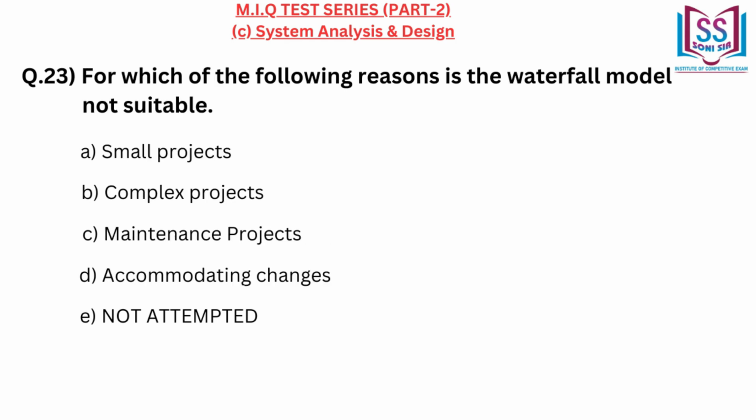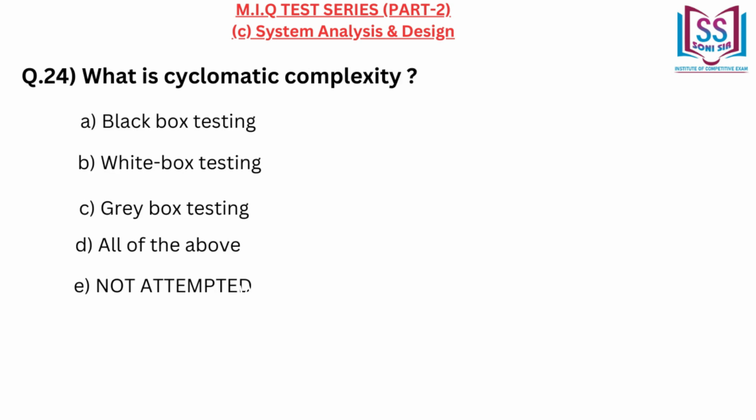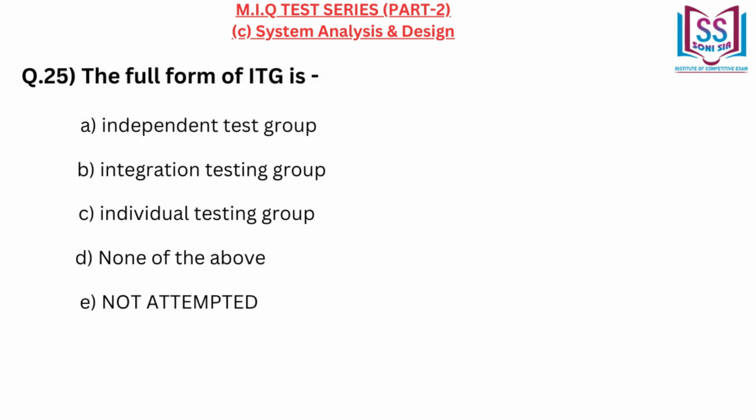For which of the following reasons is the waterfall model not suitable? A. Small projects. B. Complex projects. C. Maintenance projects. D. Accommodating changes. What is cyclomatic complexity? A. Black box testing. B. White box testing. C. Gray box testing. D. All of the above. The full form of ITG is A. Independent Test Group. B. Integration Testing Group. C. Individual Testing Group. D. None of the above.